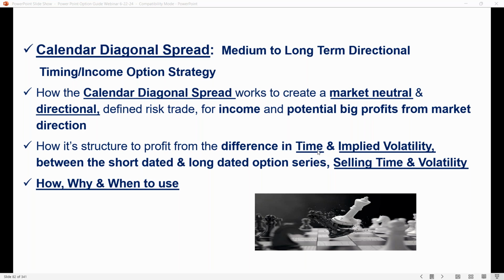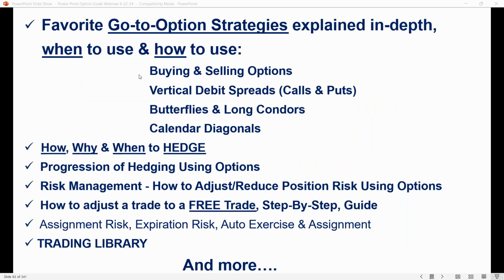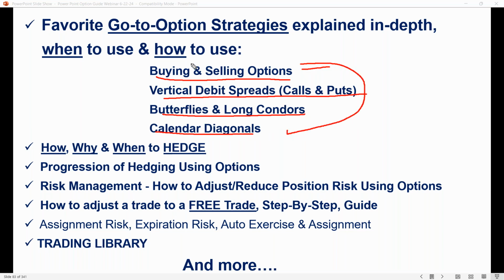So we'll go through how to incorporate taking advantage of volatility skew and working that short dated versus long dated series, selling time and volatility, how, why, and when to use. And then we're going to go through just the go-to strategies, to make sure you understand with a lot of different examples. So we're going to go through buying and selling options, when we're going to do that, using the vertical debit spreads, calls and puts, butterfly, long condors, and the counter diagonal. So these are the go-to strategies we'll cover in this course with really good examples of how to use, when to use, and the variations of market conditions, okay?